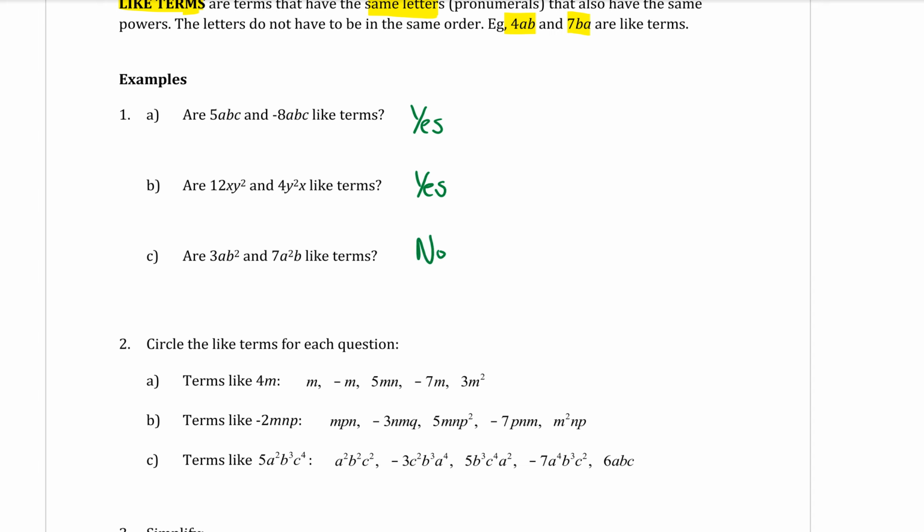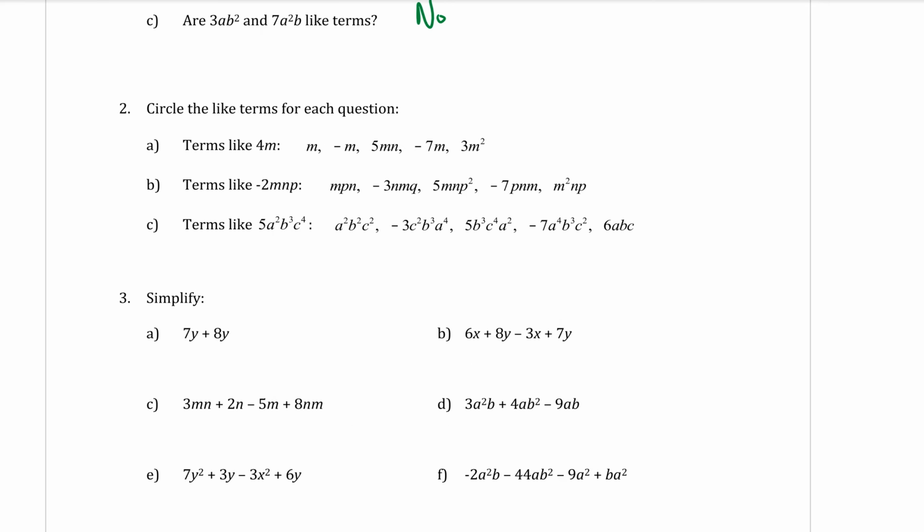In question 2, we want to circle all the ones in there that are like terms. So in A, we're looking across this row here. We want like terms to 4m. That means as long as it has 1m and 1m only, no other letters, no less letters, then it is a like term. So m, that's a like term. Minus m, yep, that's still a like term. 5mn, no, because we've got an n in there. Minus 7m, yep, just 1m. And 3m squared, as soon as you put that squared on there, it's not a like term anymore.